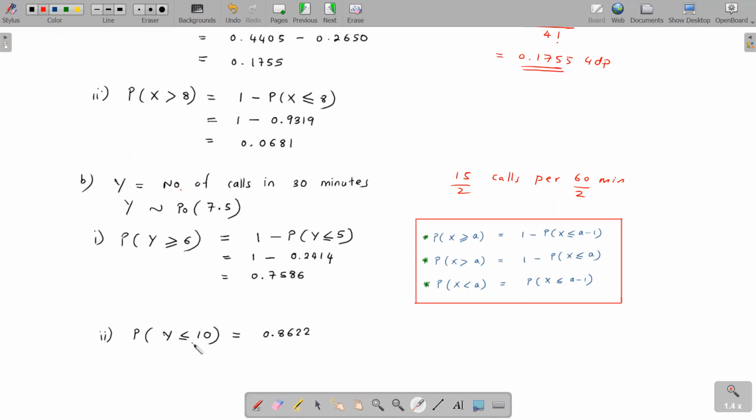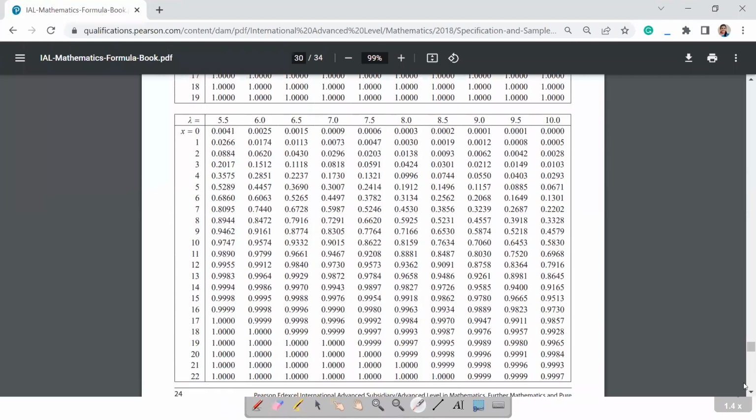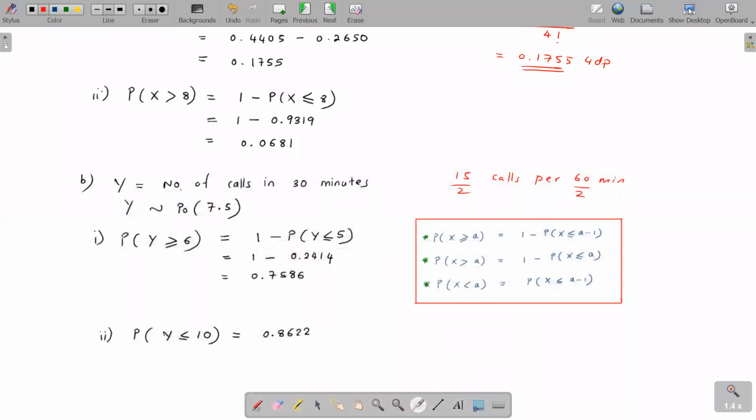And this is the format that is directly useful for us because I can use this format directly on the cumulative distribution table. So go to the table and go to lambda 7.5, go to x value of 10. Here lambda 7.5, this value is 10. 0.8622. That's what I have here, 0.862.